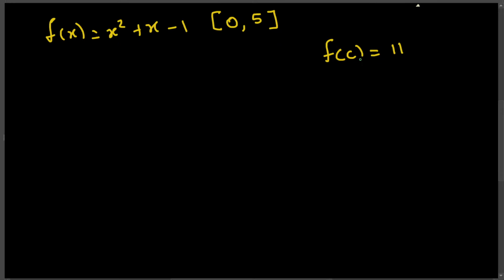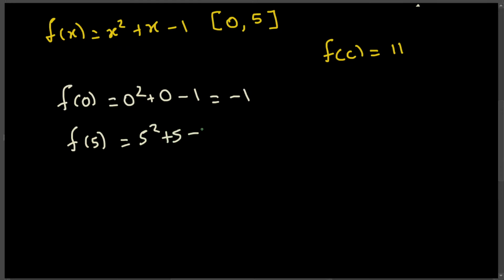To do that, first we have to find the function values for these two given points. So we have to prove that 11 exists between the function values at 0 and 5. So if we calculate these two values, let's see what we get. If we plug in 0, it's going to be 0 squared plus 0 minus 1, so we get negative 1 for this. If we plug in 5, it's 5 squared plus 5 minus 1, that's 25 plus 5 minus 1. 25 plus 5 is 30, 30 minus 1 is 29.